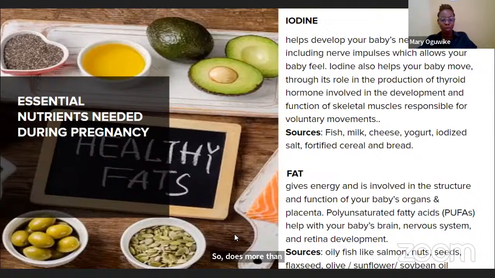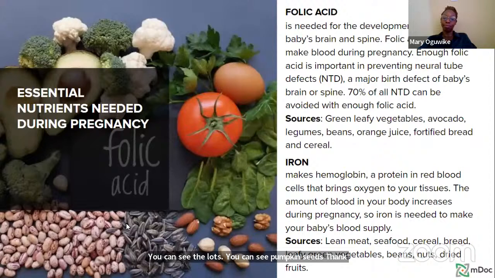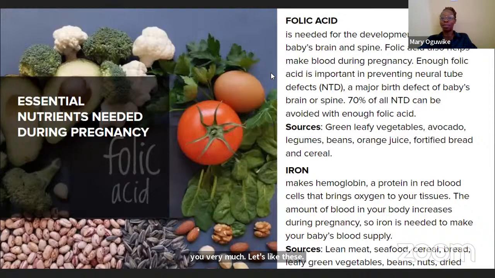And we have the sources of fat here. We can see the avocado, you can see the oil, you can see the nuts, you can see pumpkin seeds. Thank you very much. Next slide, please. Next slide, thank you.